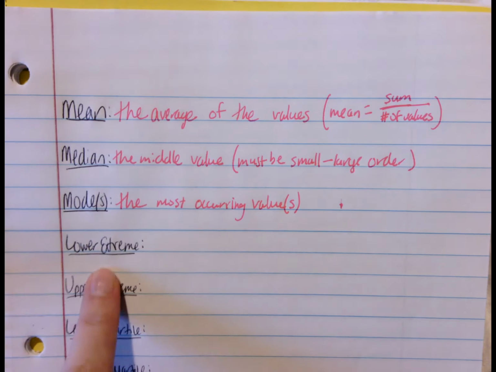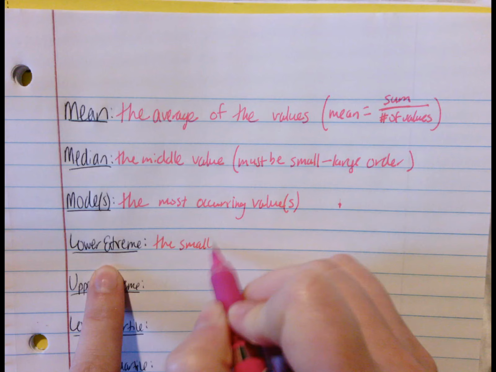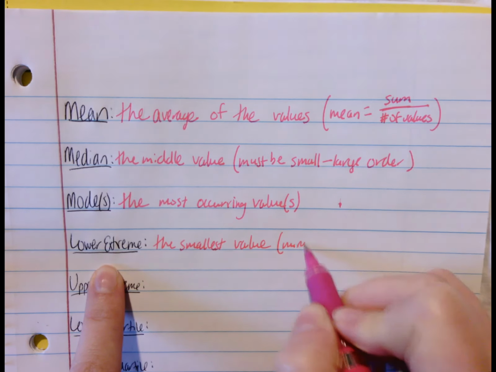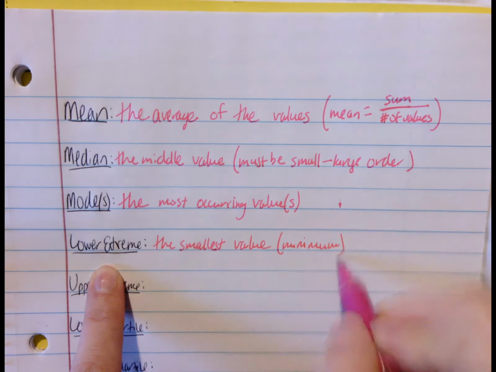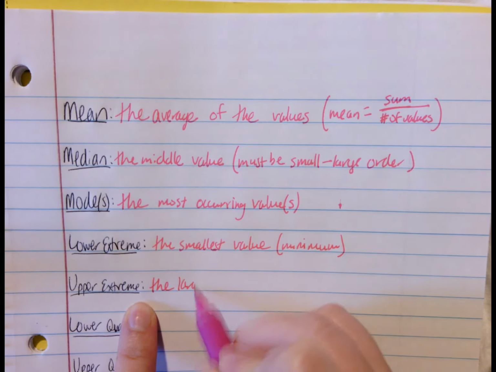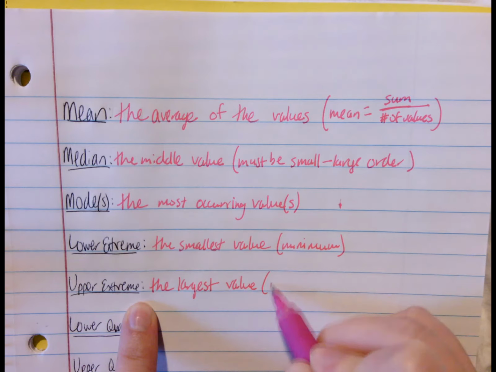The lower extreme is the smallest value, and we call that the minimum. Okay, the upper extreme is the opposite of that. It's the largest value, and we call it the maximum.